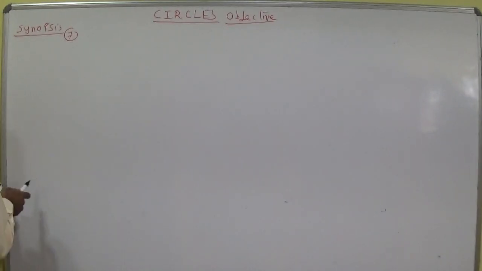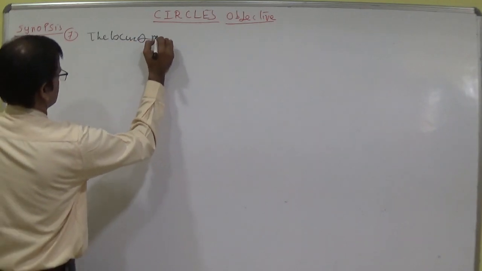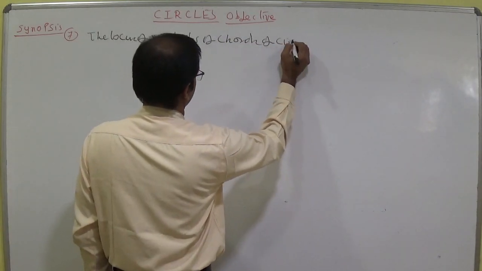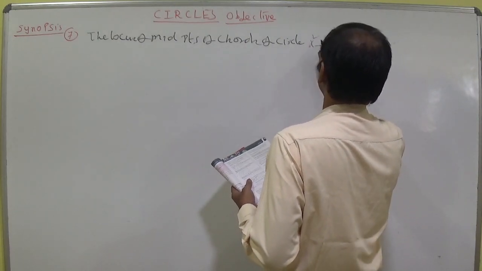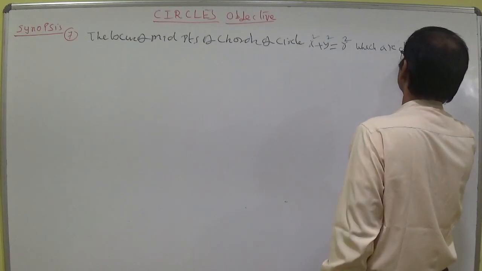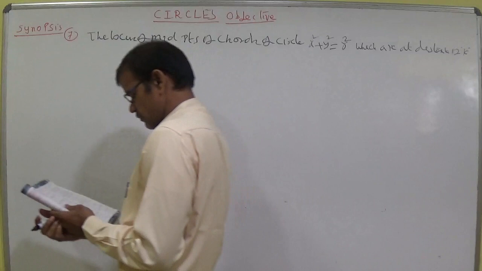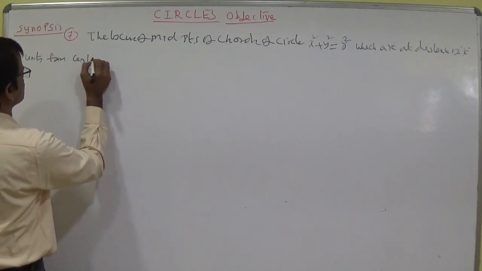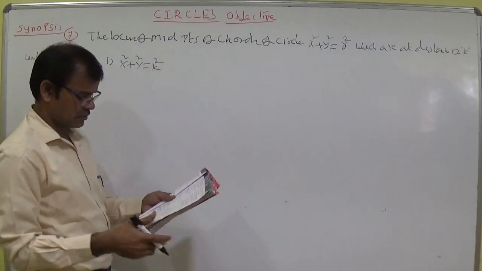Equation of the locus, the locus of midpoints of chords of the circle x square plus y square is equal to r square, which are at a distance of k units from the center, is the locus I am writing as x square plus y square equal to k square.